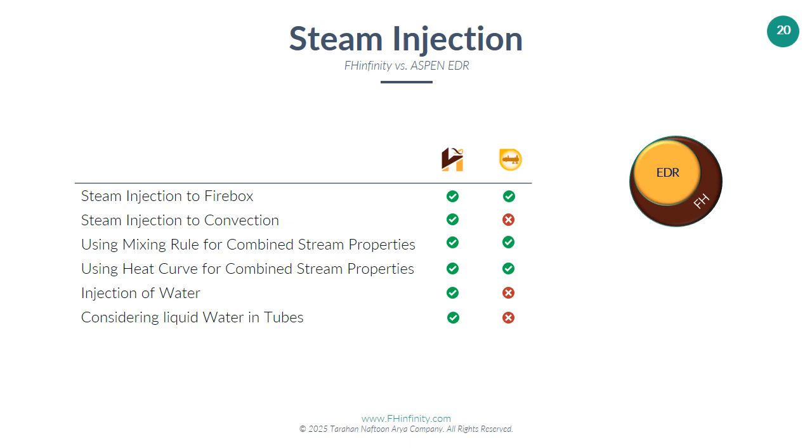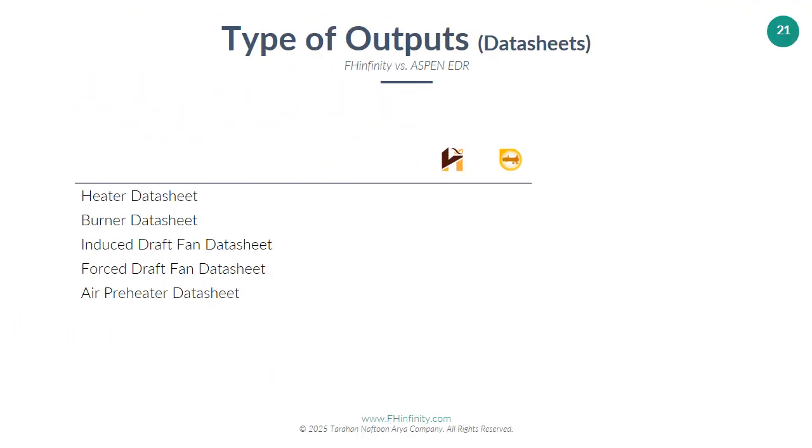Modern heaters often use steam or water injection for process requirements. FHinfinity supports steam injection into both the firebox and convection section. We also handle water injection and consider liquid water in tubes. EDR? It lacks these specific capabilities. With FHinfinity, you can model environmental control systems accurately.